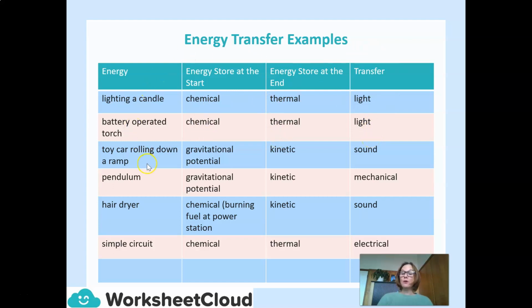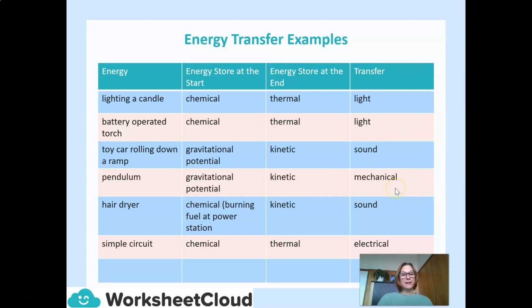A toy car rolling down a ramp, the energy stored at the start is gravitational potential energy. At the end, we have kinetic energy as the car is moving, but it also transfers sound energy as we hear the car. A pendulum, we start with gravitational potential energy. The energy stored at the end is kinetic. It moves, and this transfer is mechanical.